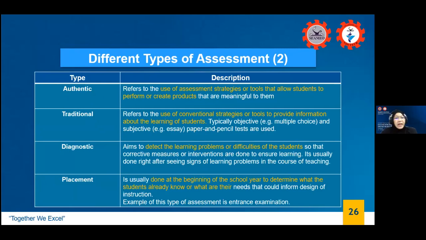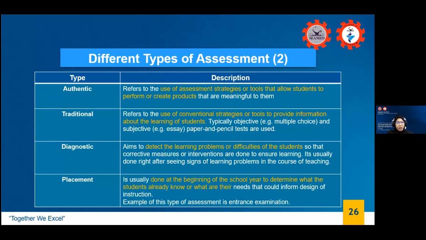Authentic. It uses assessment strategies or tools that allow students to perform. Authentic is about students being able to produce or perform. Meaning to say they come up with something really handy, a product. They come up with something that you can really see, you can really feel. Why? Because it's real, it's authentic.